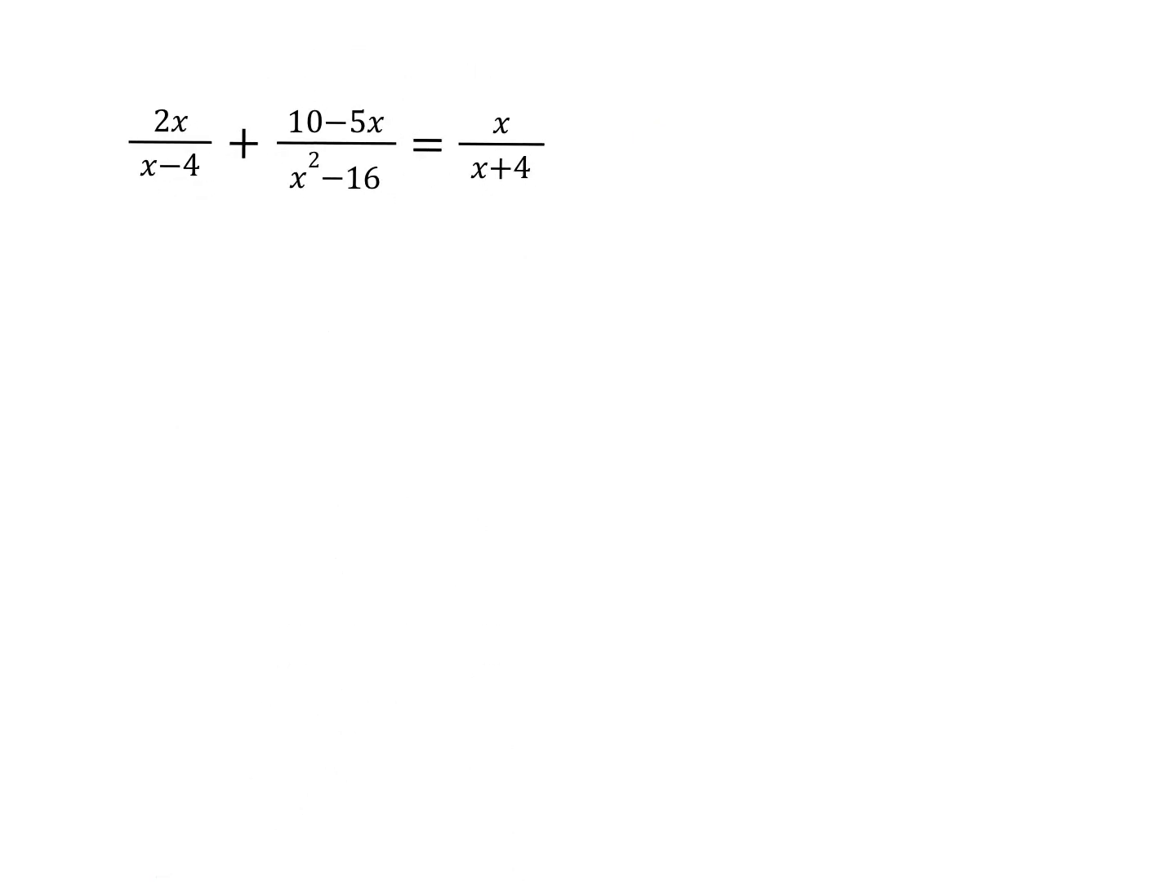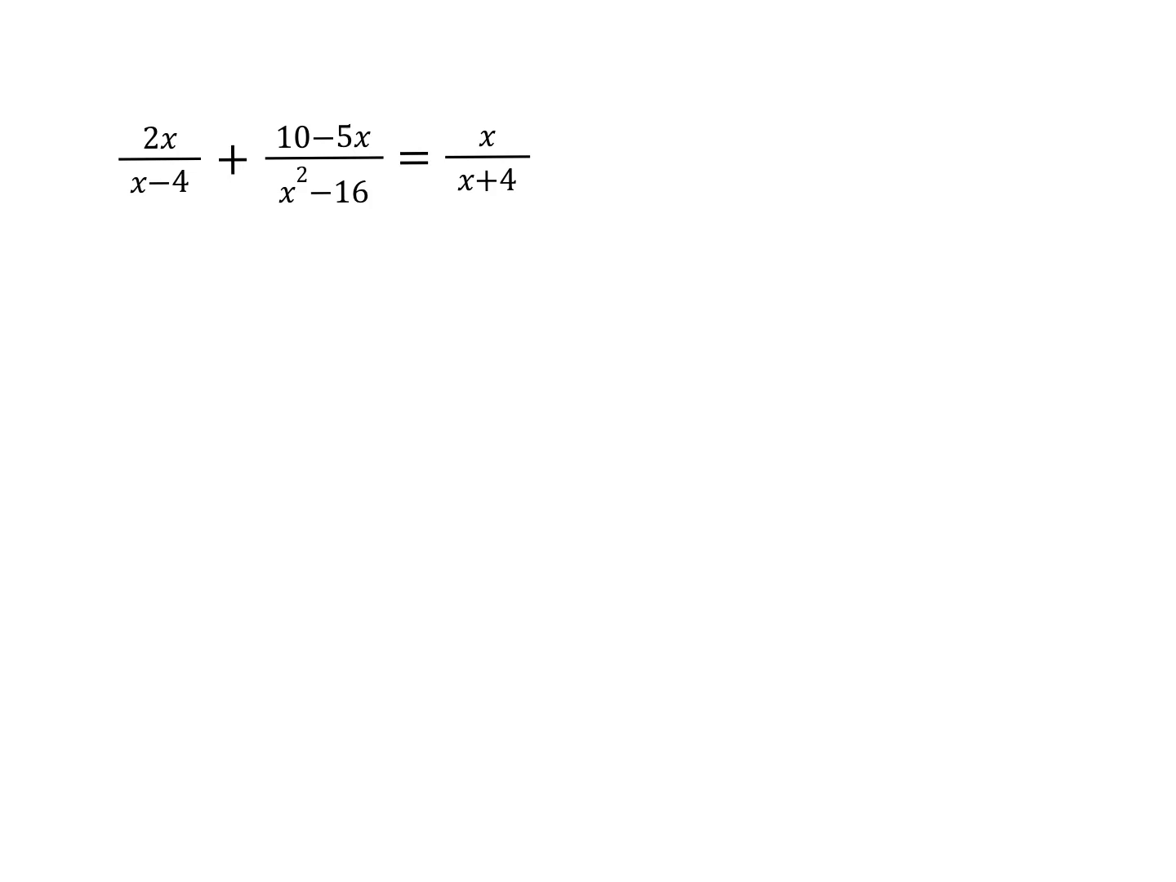So let's take a look at a couple examples where our denominators are not already in factored form. So we have 2x over x minus 4 plus 10 minus 5x over x squared minus 16 equals x over x plus 4. So the first thing I need to do is factor my x squared minus 16, which factors as x plus 4, x minus 4.